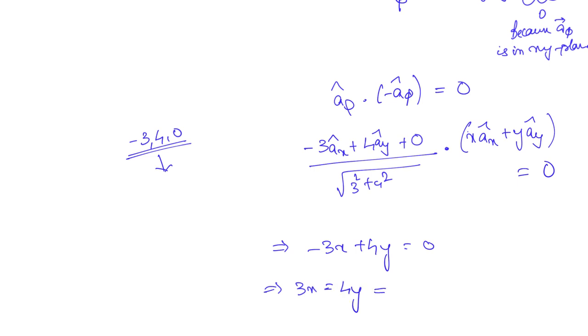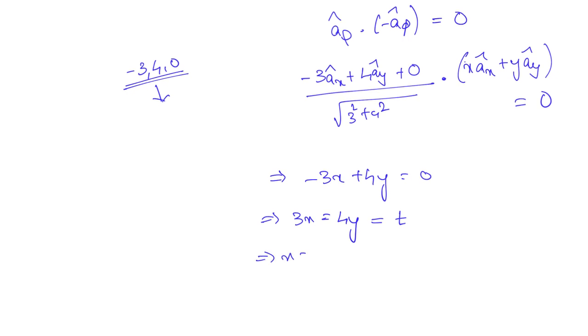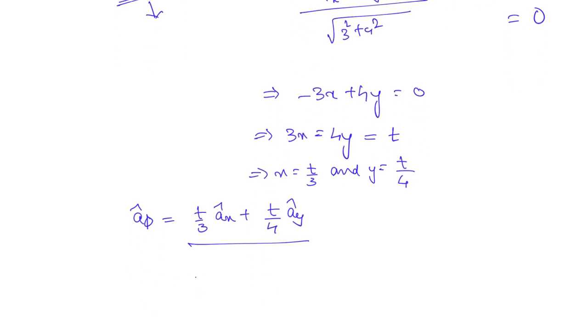Okay. So if you take this equal to some parameter t, there will be infinite solutions to this, right? So you can take it as a parameter. From here you are going to get x is equal to t by 3 and y is equal to t by 4. Now we need the unit vector. So a phi cap you can write as t by 3 ax cap plus t by 4 ay cap divided by the magnitude, square root of t by 3 whole square plus t by 4 whole square.